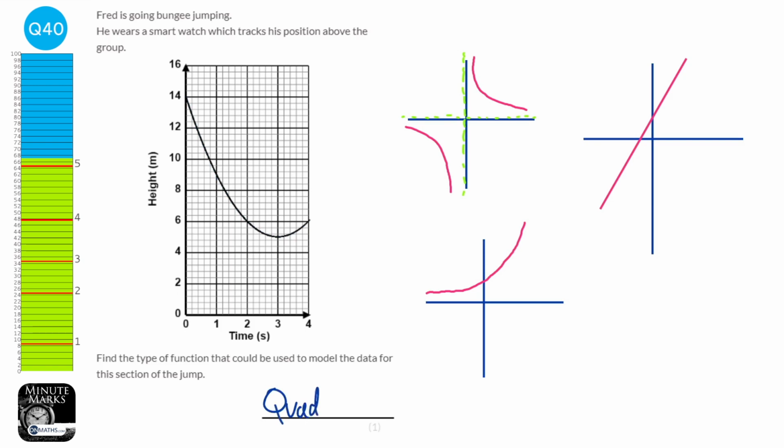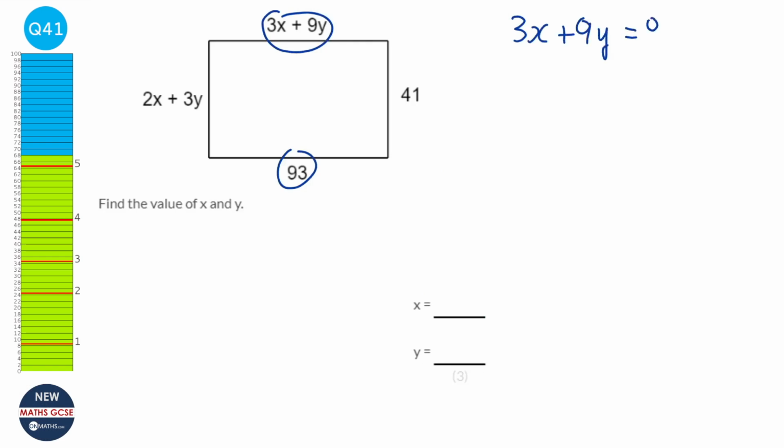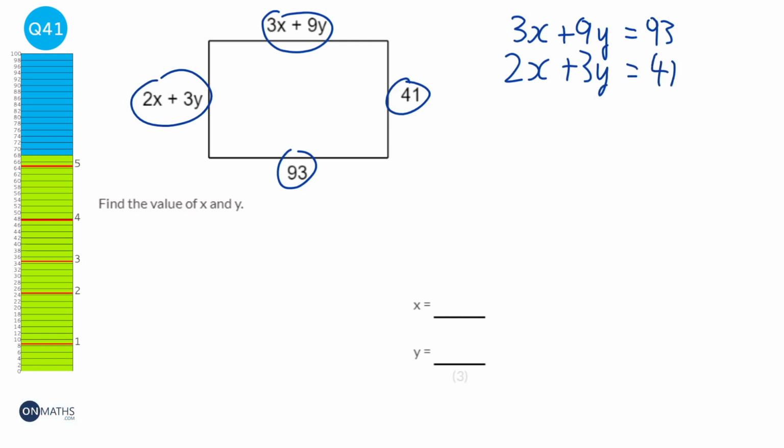So quadratic function. Something we know about rectangles is opposite sides are equal. So these two will be equal. And these two will be equal. And you notice now that we've got simultaneous equations. So what I'm going to do is get the coefficient of the y the same. And I'm going to do that by multiplying everything in the second equation by 3.